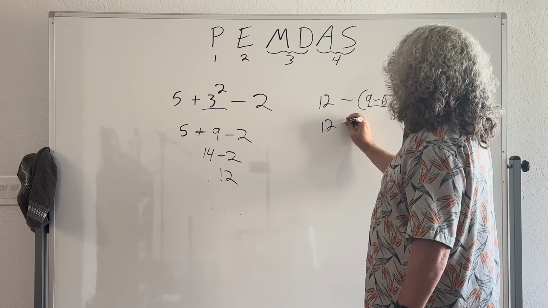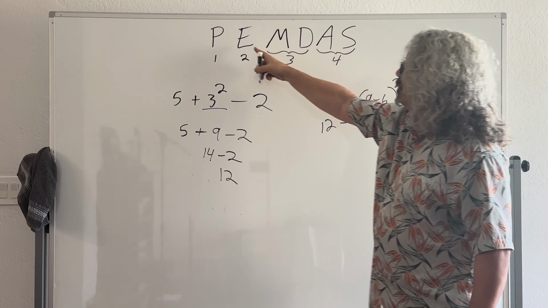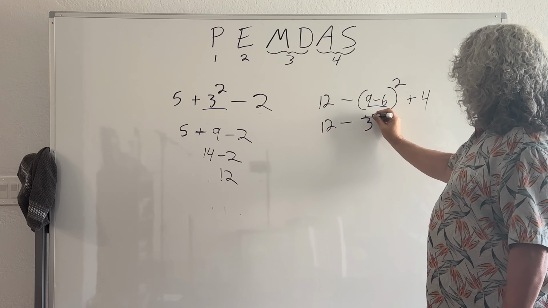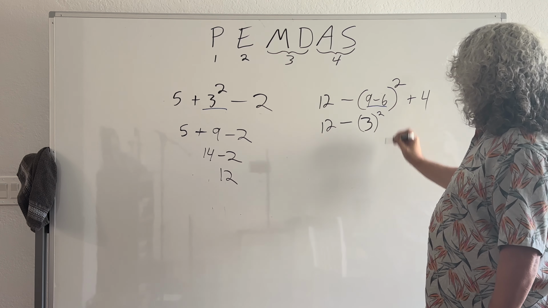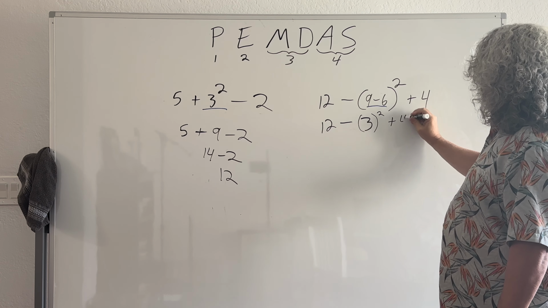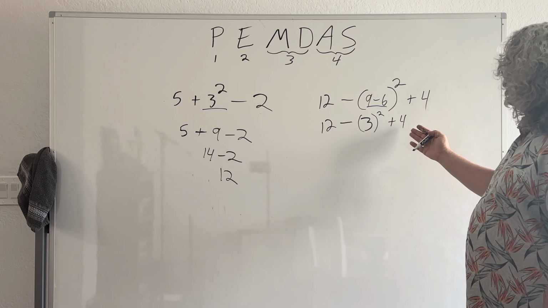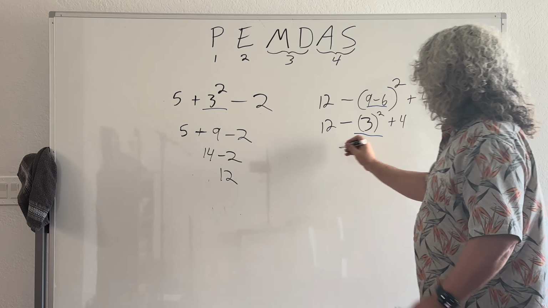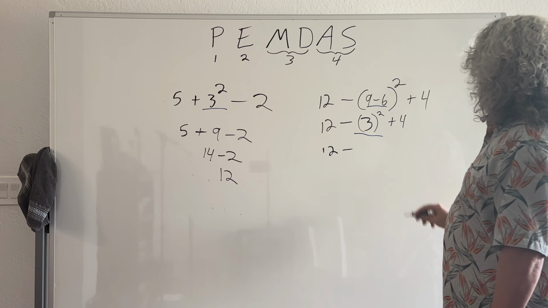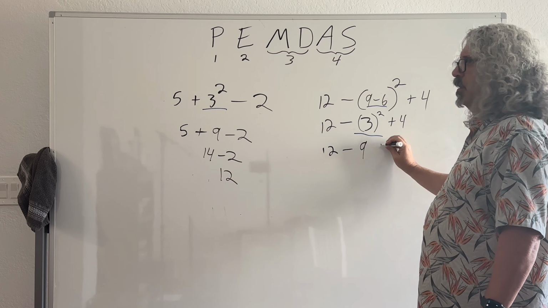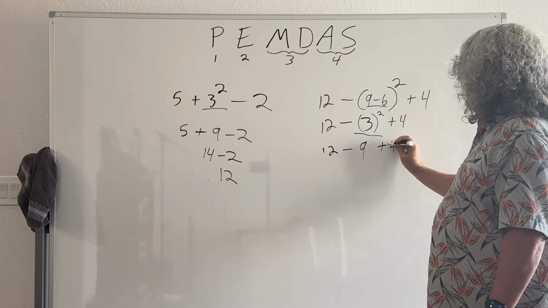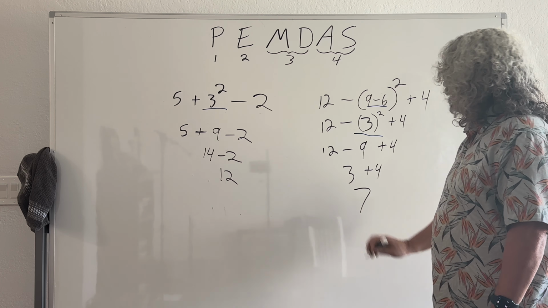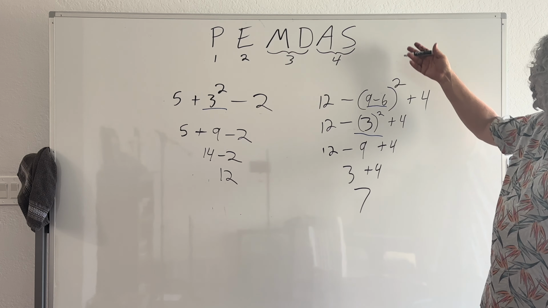12 minus, I have an exponent, but I haven't done my parentheses yet. So I'm going to go 9 minus 6, which is 3. I'm still going to keep them, I'll write the parentheses there because I still have that square to deal with, plus 4. Okay, I have a subtraction, I have an addition, but I still have my exponent to deal with right here. So now I'm going to go 12, just copy this down, minus 3 squared is 9, plus 4. Okay, 12 minus 9 is 3, plus 4, and I get 7. Okay, and this would be how we do this.